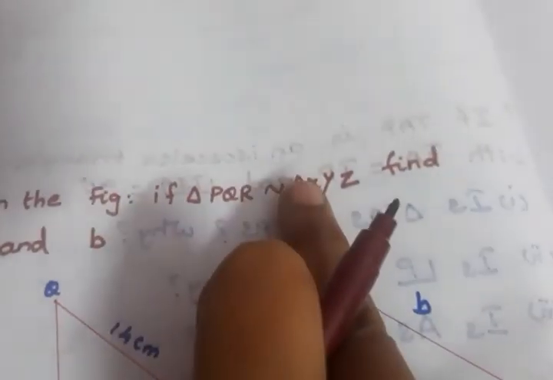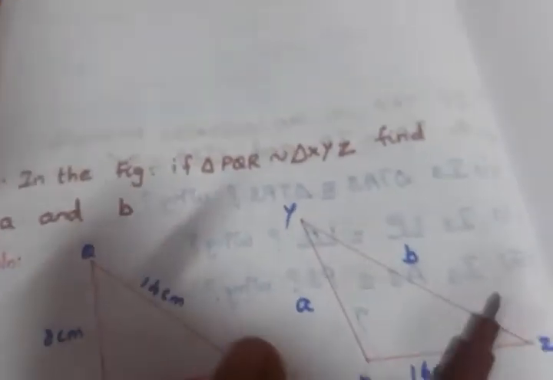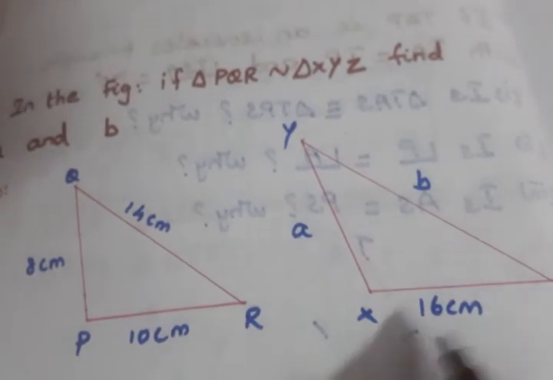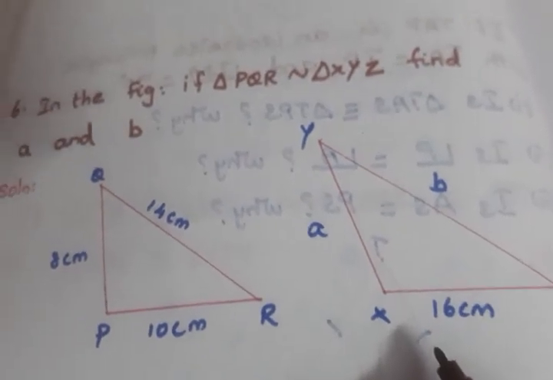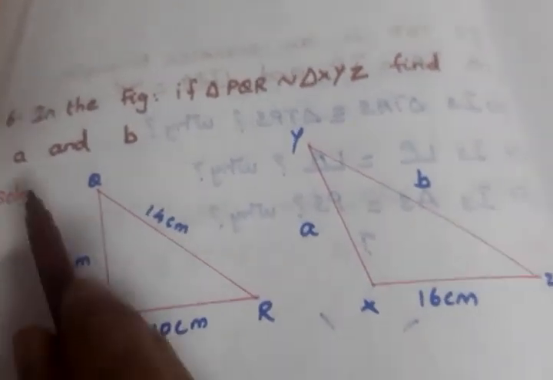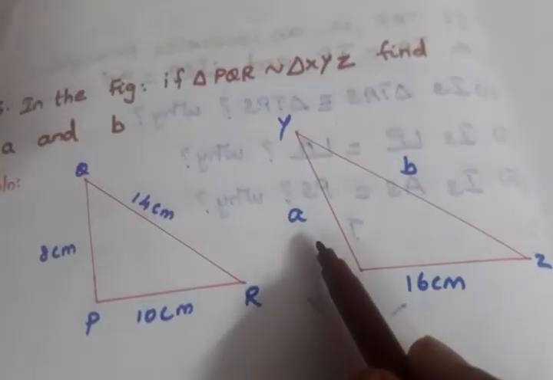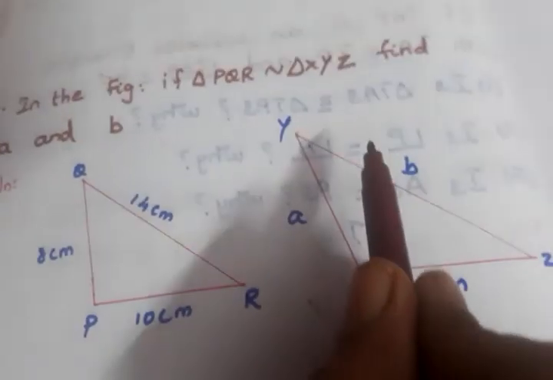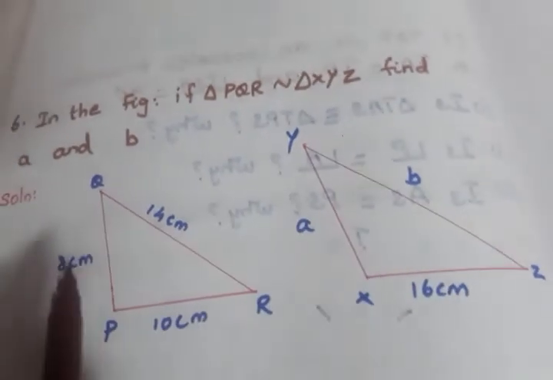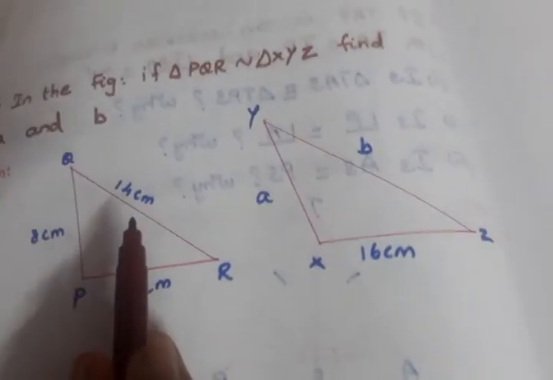In the figure, if triangle PQR is congruent to triangle XYZ, find the value of A and B. Then PR is 10 cm and XZ is 16 cm. PQ is 8 cm and XY is A, find the value of A, and YZ is B, find the value of B. Then QR is 14 cm. Okay, already given.